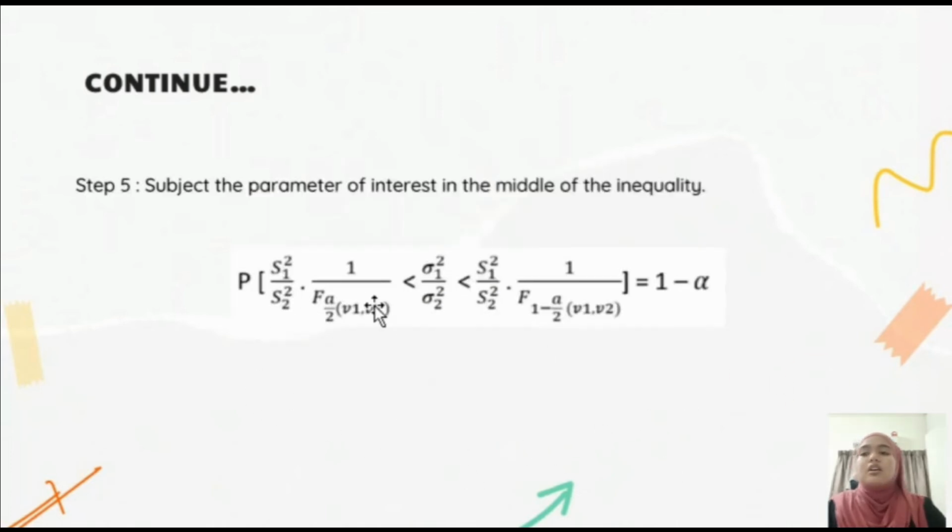Next, for step 5, we need to make the parameter of interest the subject in the middle of the inequality. So we know that we want to find sigma 1 squared over sigma 2 squared. So we need to multiply both sides by s1 squared over s2 squared. So this is the form that we get after we multiply with s1 squared and s2 squared.